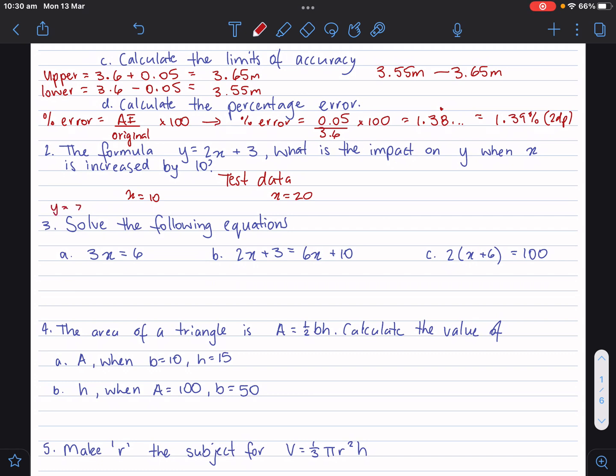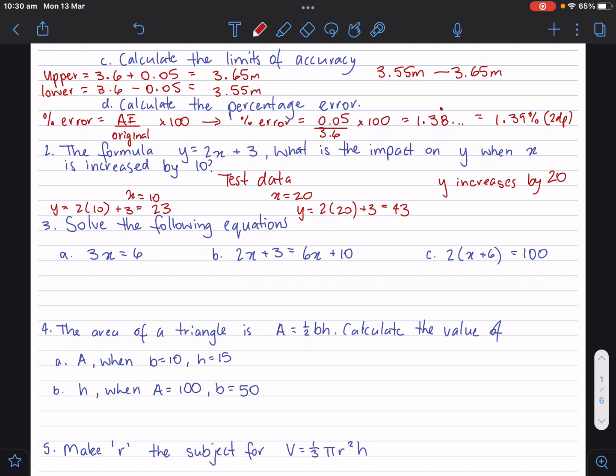y equals 2 times 10 plus 3. 2 times 10 is 20, plus 3 is 23. Now let's sub in 20. y equals 2 times 20 plus 3, which is 43. What was the difference in these answers? 20. So the answer here would be that when we increase x by 10, y increases by 20. We're looking at the relationship.